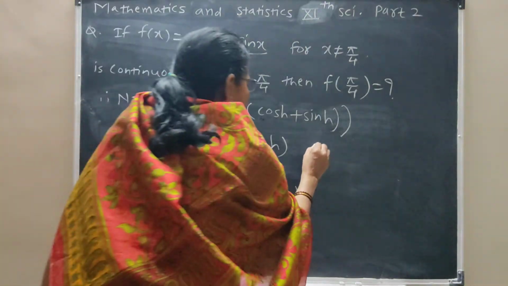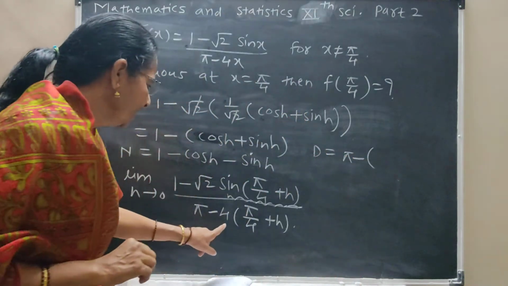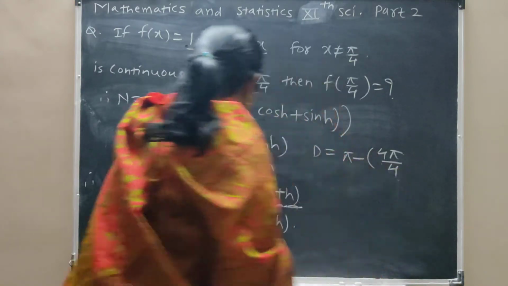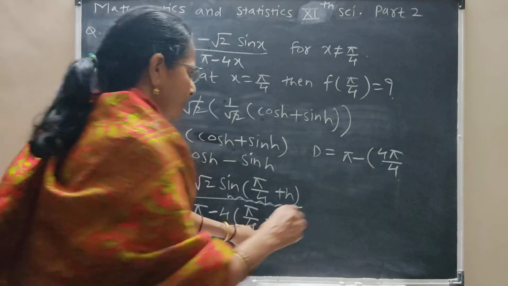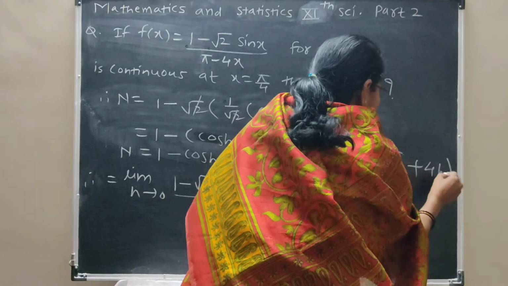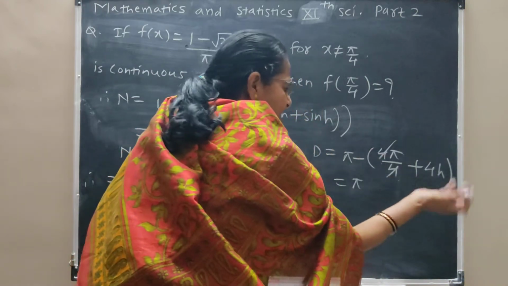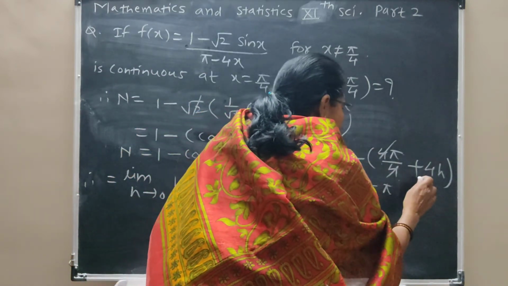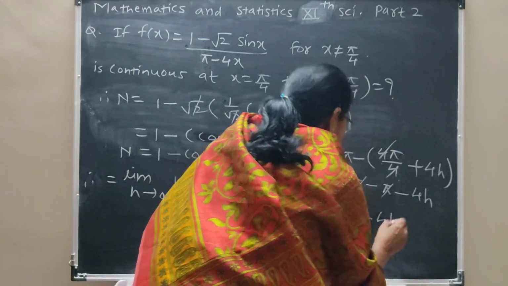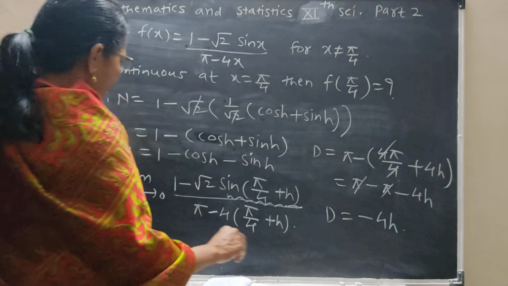The value of the denominator is pi minus 4 times (pi by 4 plus h). Multiply inside by 4: pi minus (pi plus 4h). The 4s get cancelled. The sign changes inside: pi minus pi minus 4h. Pi gets cancelled, leaving minus 4h. This is the value of the denominator. We have the value of the numerator and the value of the denominator.